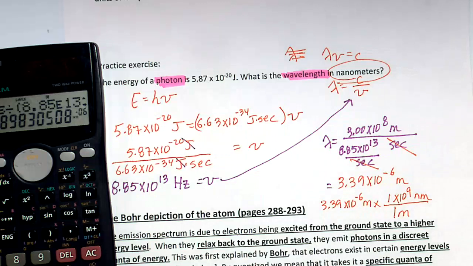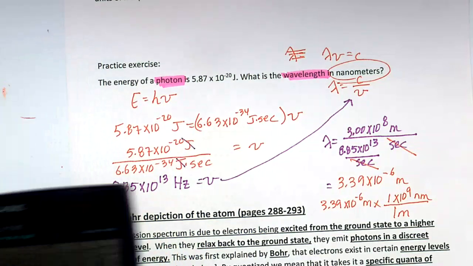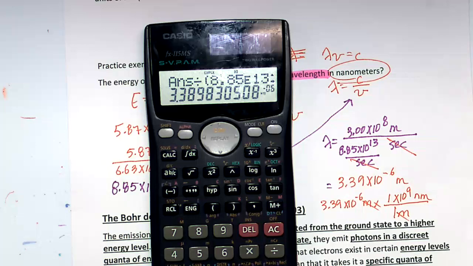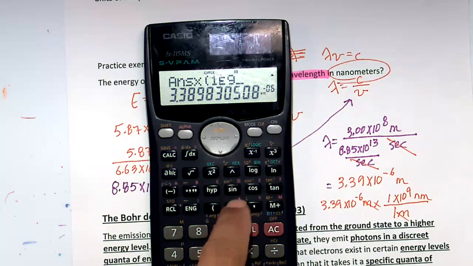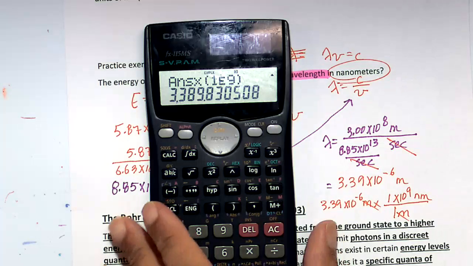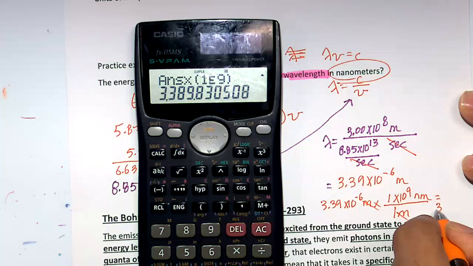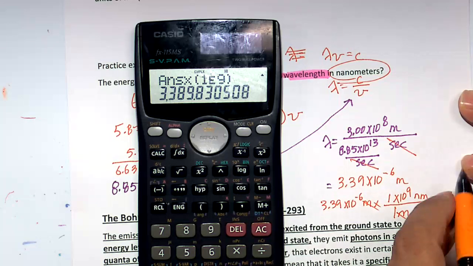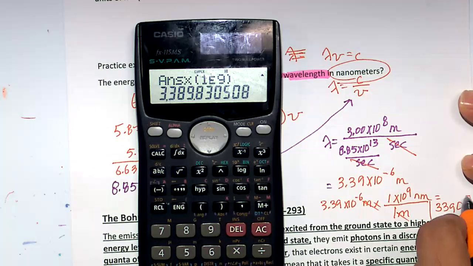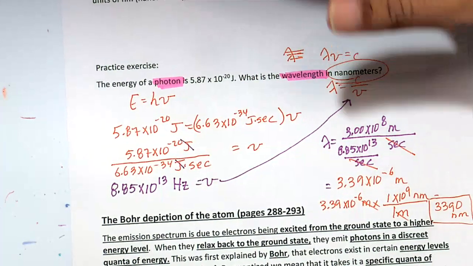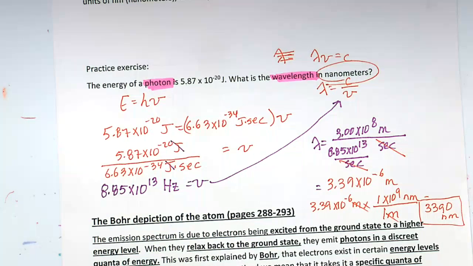In other words, this 1 meter ruler has so many nanos in it. So that's correct, 1 meter is 10 to the 9 nanometers. All right, so meters and meters cancel. 3.39 times 10 to the minus 6 times 10 to the 9. What's that? 3,390 nanometers. So that's the flow, the pipeline on how you go about doing this problem.